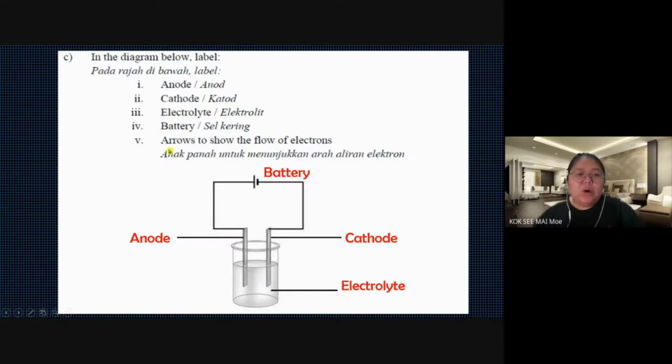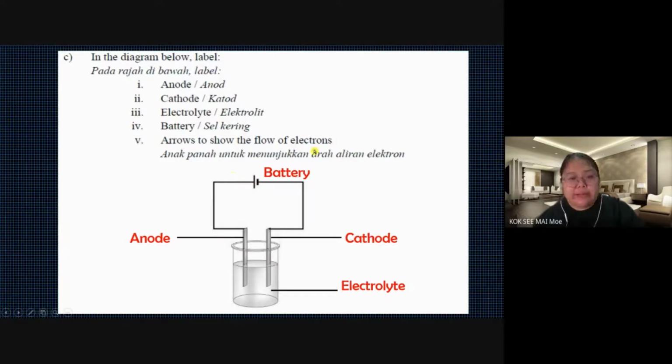Then they ask you to show the arrow for how the electron flows. They never say current, they say electron. Electron is the terbalik (reverse) one. Current, how does it flow? Current starts to flow from the positive, then goes back to negative. But the electron is the reverse. So electron starts from the negative, comes down and goes back to the positive.